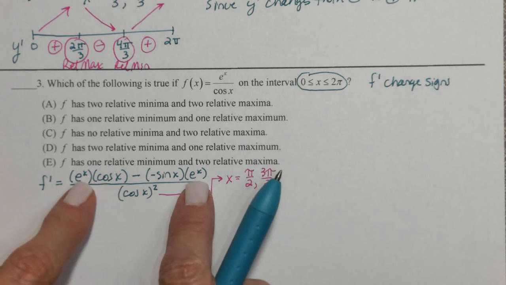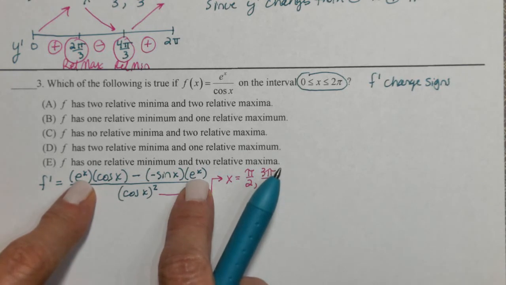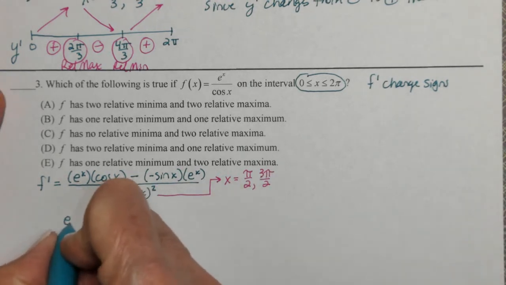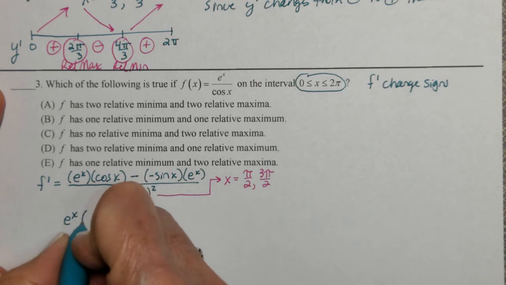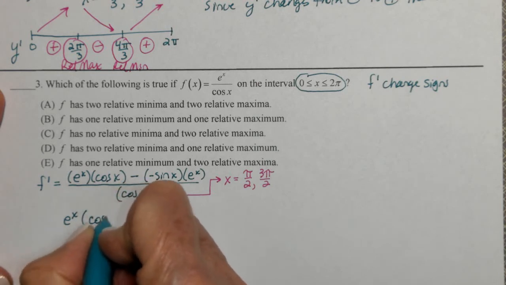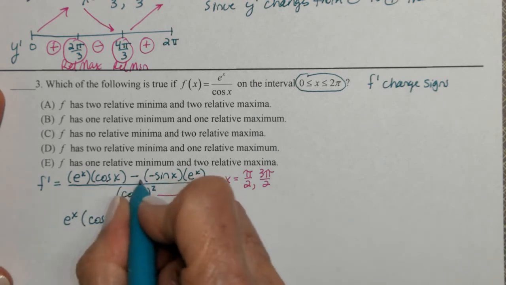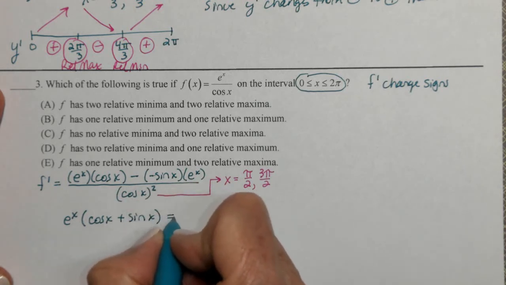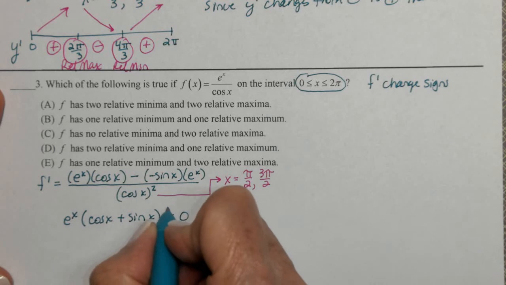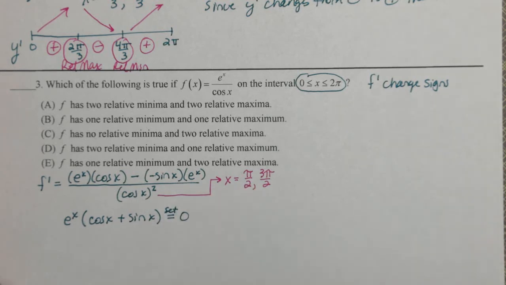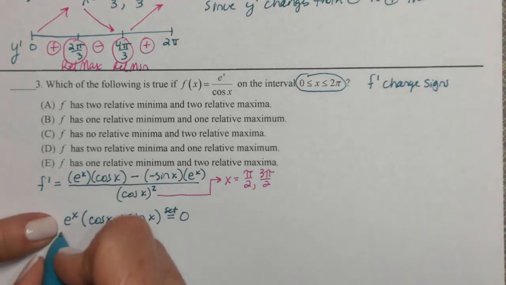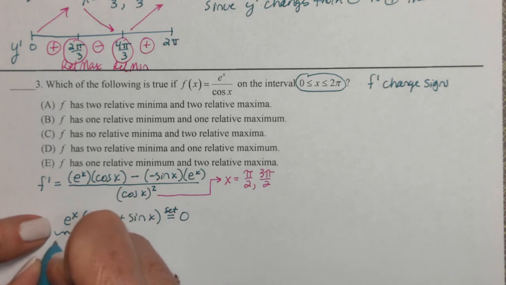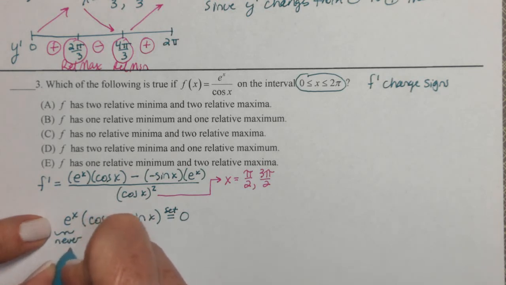Now I just look at the numerator and set it equal to 0. And as I do that, I see that e to the x is in common, so I am going to factor e to the x out. Negative times a negative is a positive. And I'm setting that equal to 0. Okay. E to the x is never 0. Always positive.